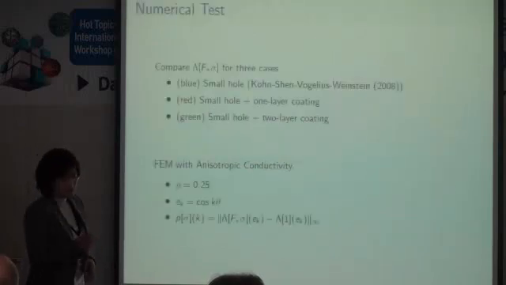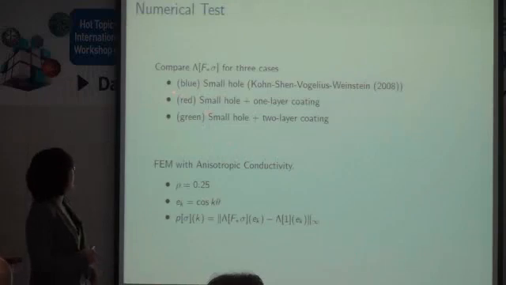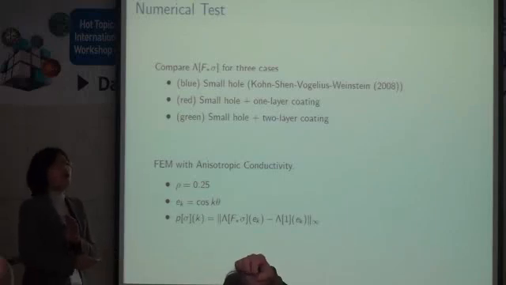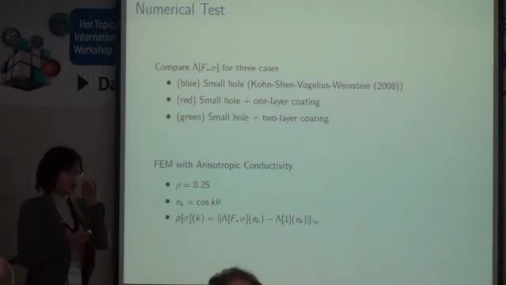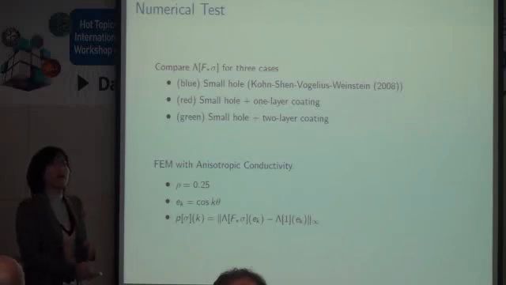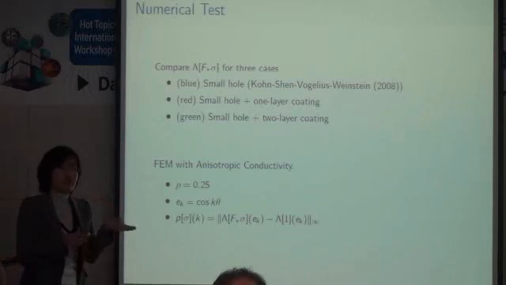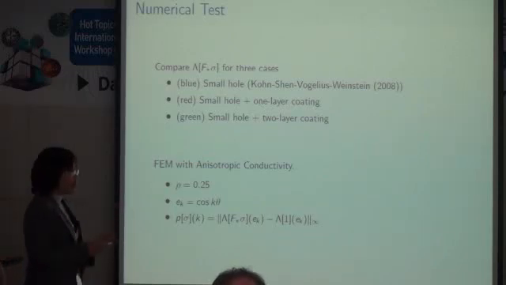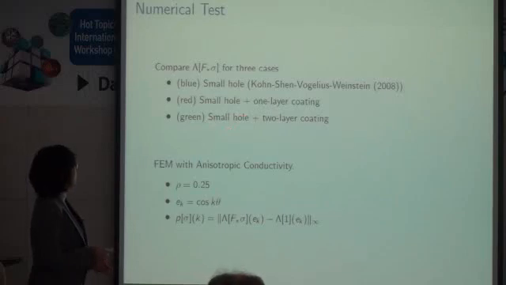And here is a numerical test. The first blue one is the cloaking effect without layer, just blowing up a small hole. And the second one is the small hole, adding one more layer to make M to be 0 for case 1, and add one more layer, that is a green line, and then the rho sigma is the cloaking effect.